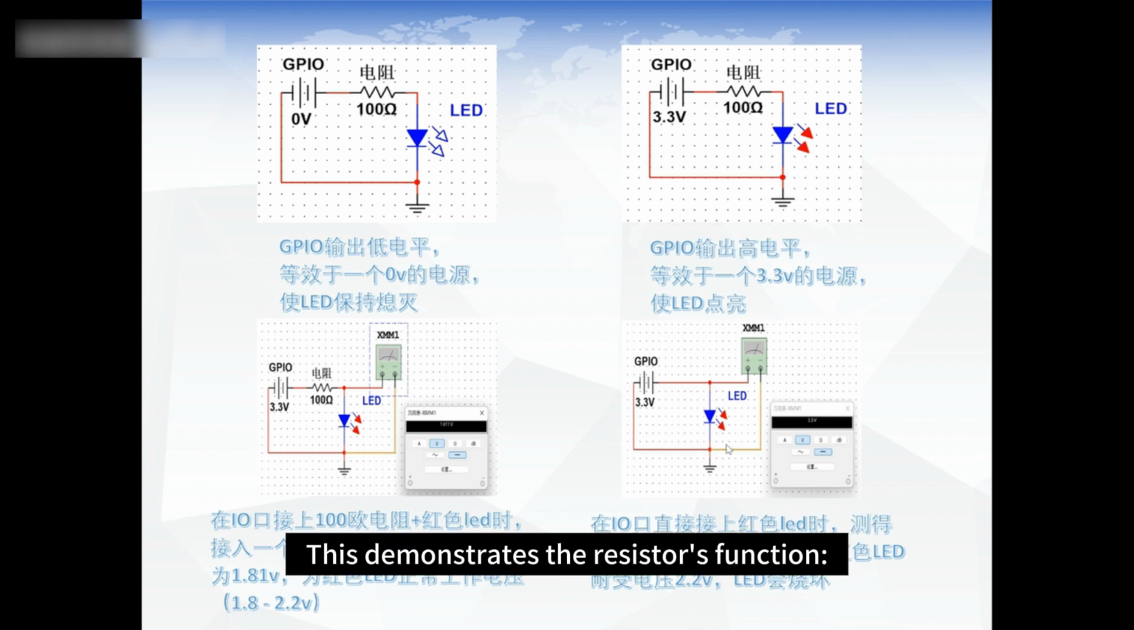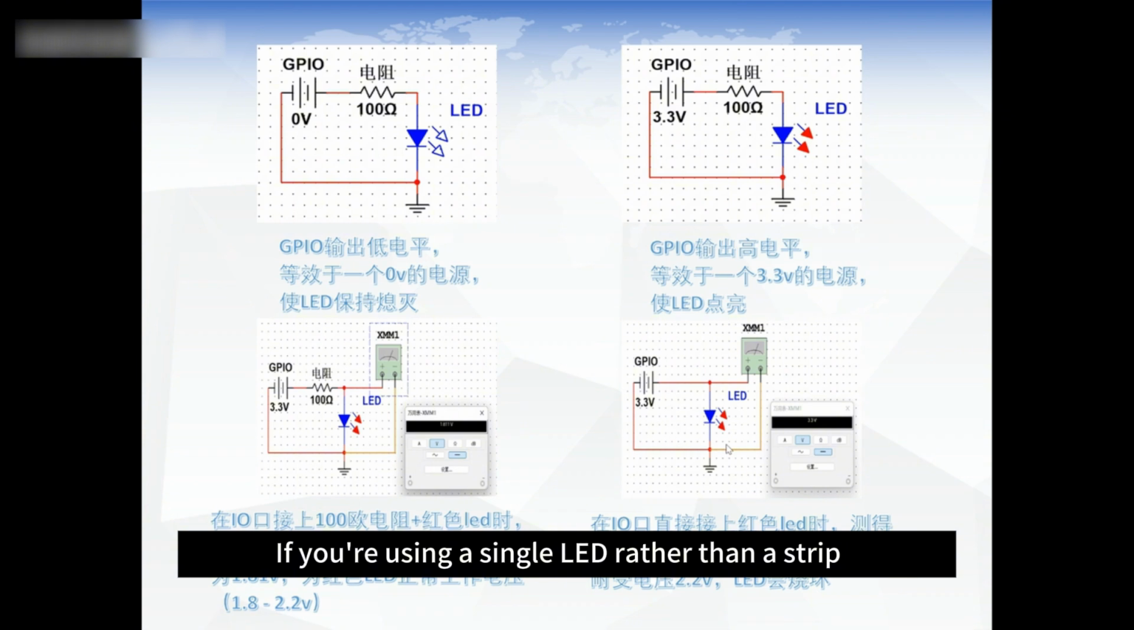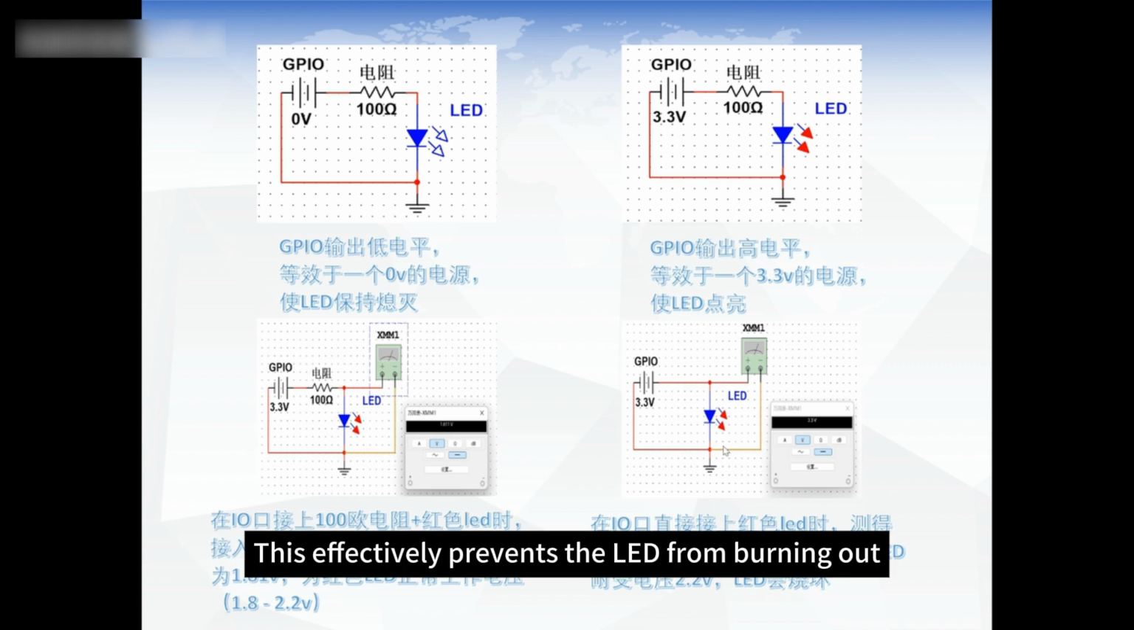This demonstrates the resistor's function. It provides voltage division. If you're using a single LED rather than a strip, you must always connect an external resistor. This effectively prevents the LED from burning out.